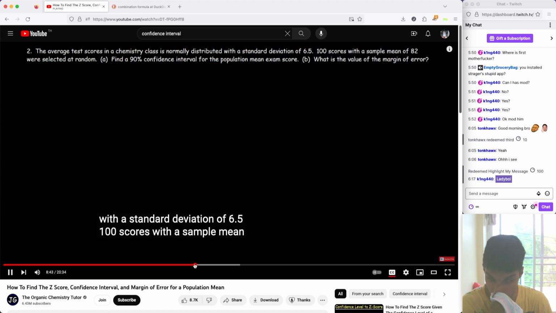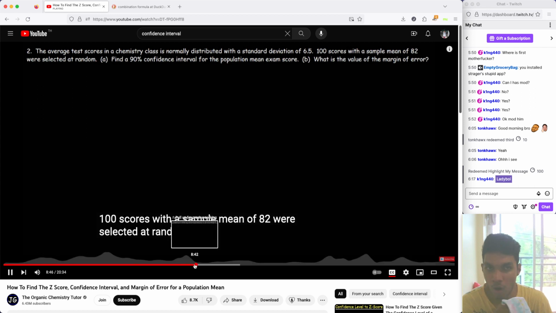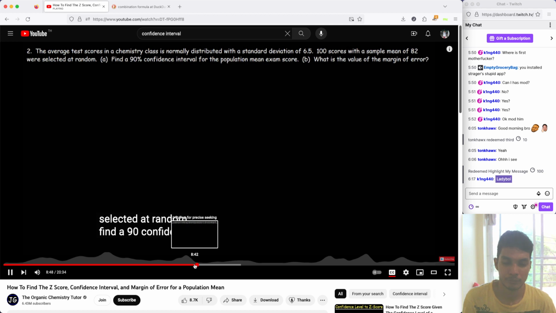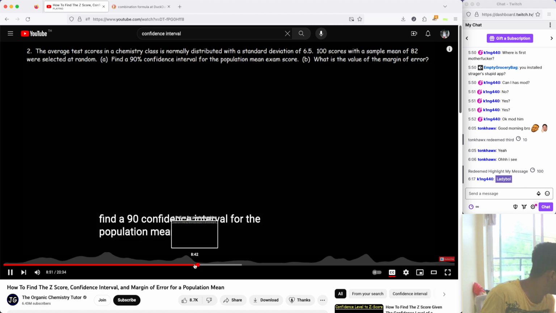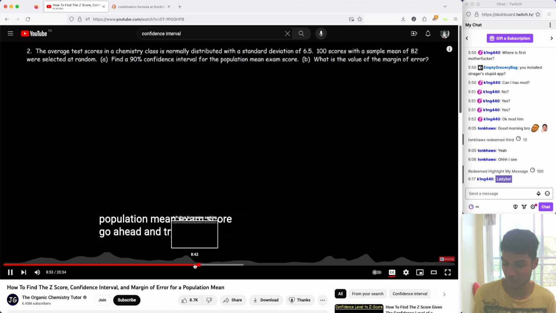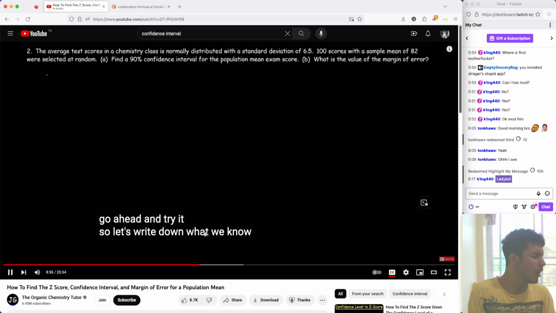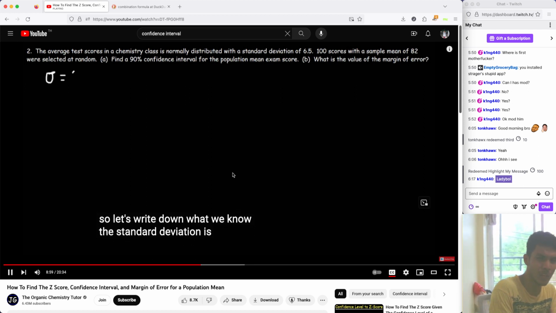100 scores with a sample mean of 82 were selected at random. Find a 90% confidence interval for the population mean exam score. Go ahead and try it. So let's write down what we know. The standard deviation is 6.